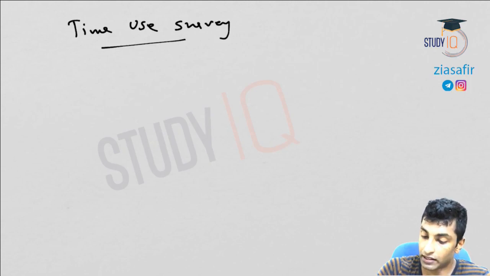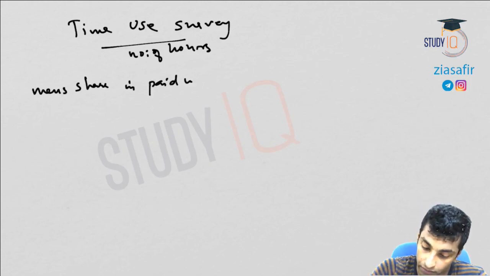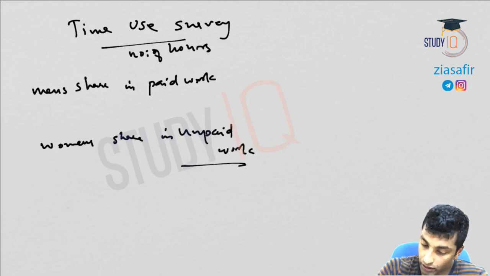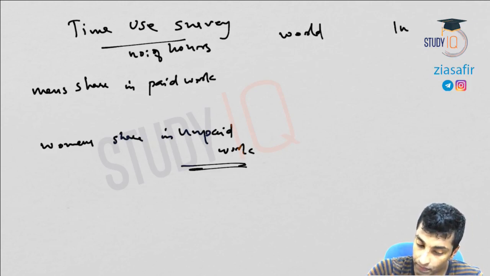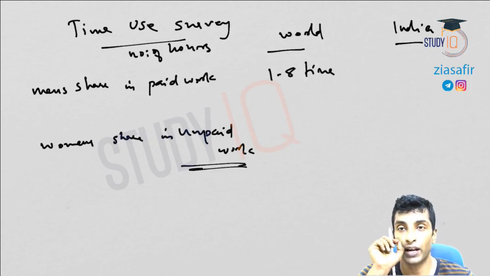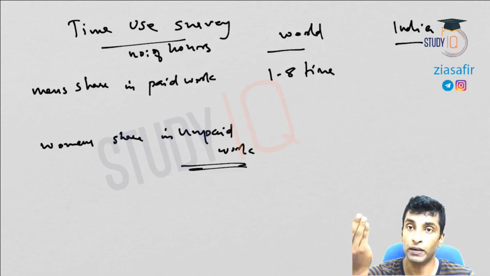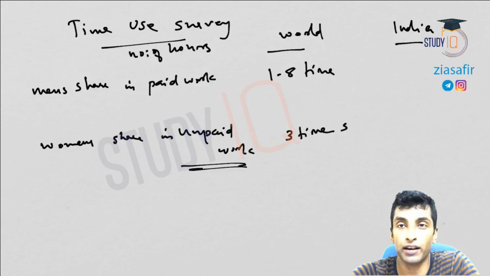I'll give you one time use survey. Time use survey means in terms of number of hours. Men's share in paid work, in terms of hours, and we'll see women's share in unpaid work. That is household work I'm talking about. Unpaid work means household work. So we will see world average and India also. Men's share in paid work is 1.8 times that of women's share in paid work, and women's share in unpaid work is 3 times higher than men's share in unpaid work.